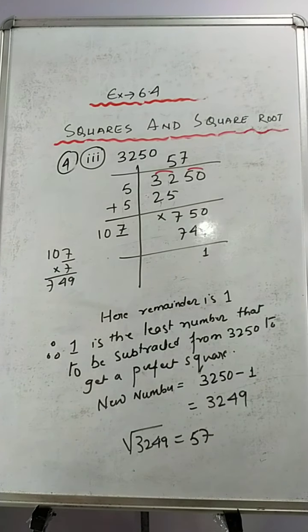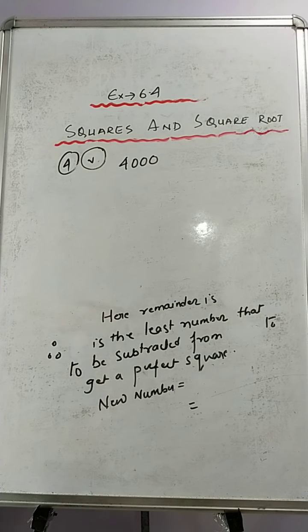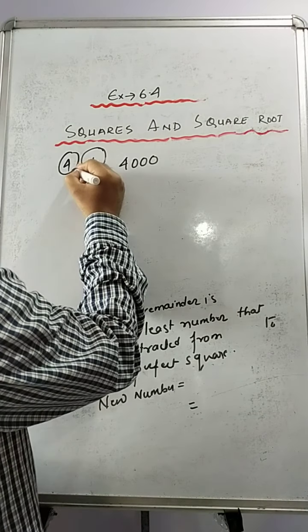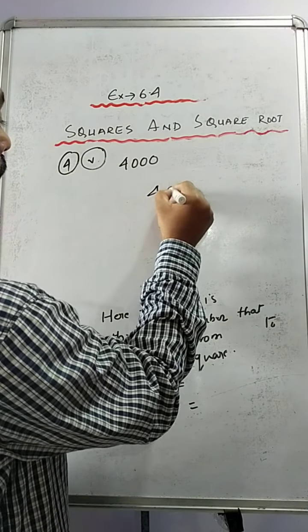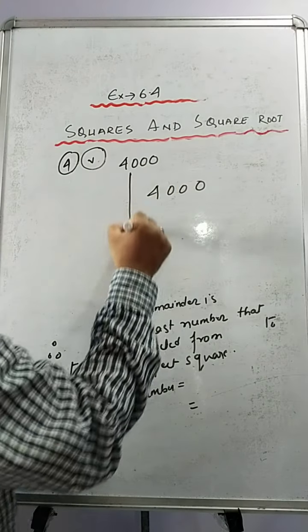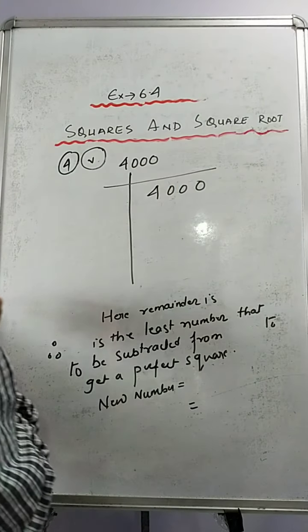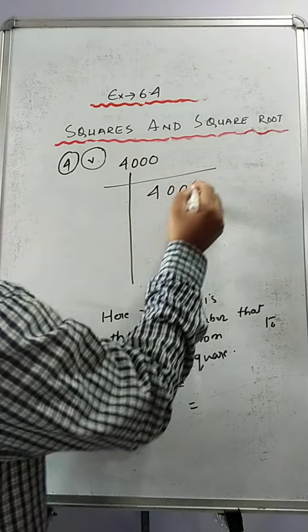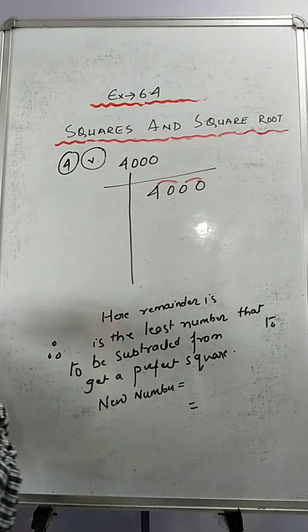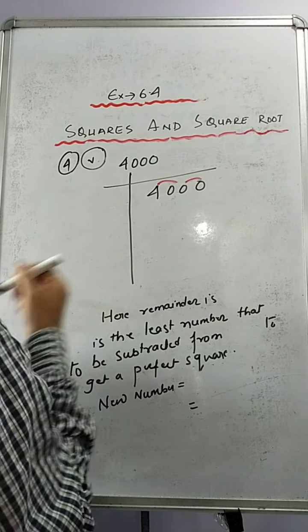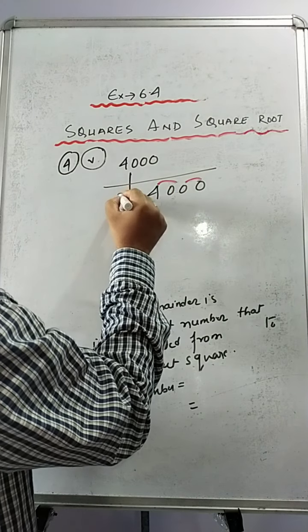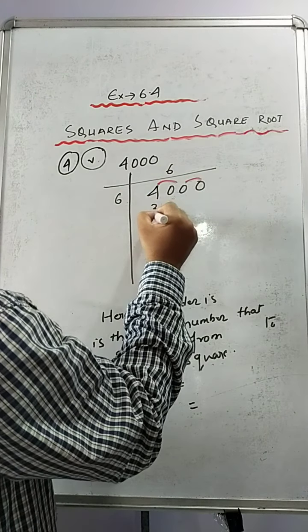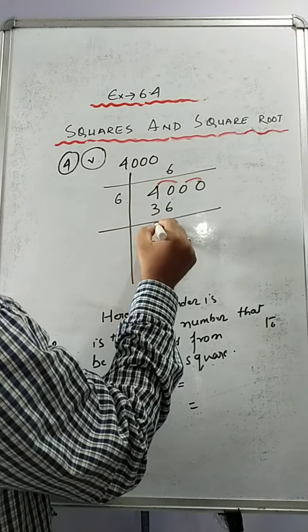Okay, now let's go to sum number 5. In sum number 5 we have 4000. So again we'll do the same thing. We'll draw the lines like this and pair it up. Now what is the closest number that we can write? 6 6s are 36, 7 7s are 49. So 6 6s are 36. We'll subtract it, we'll get 4.